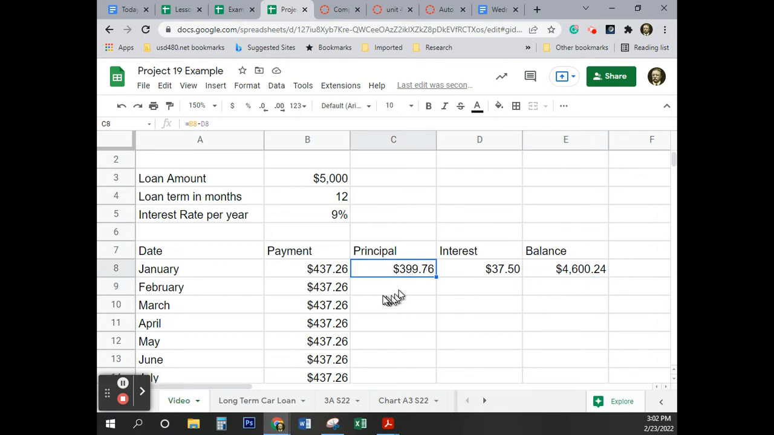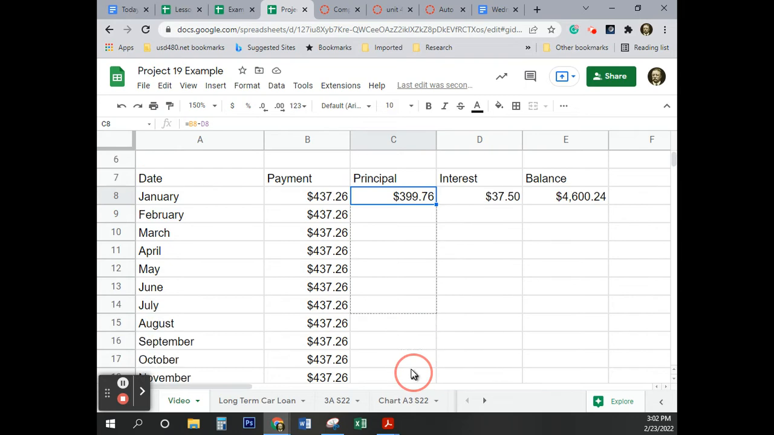Now, this formula is going to stay the same throughout our entire spreadsheet. So we're going to go ahead and just fill that formula down.